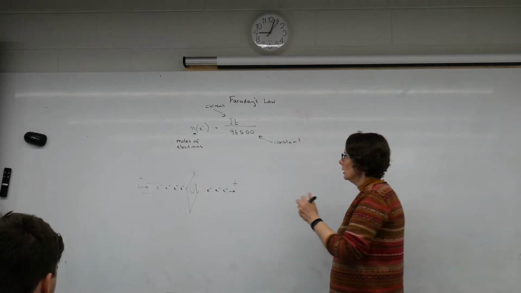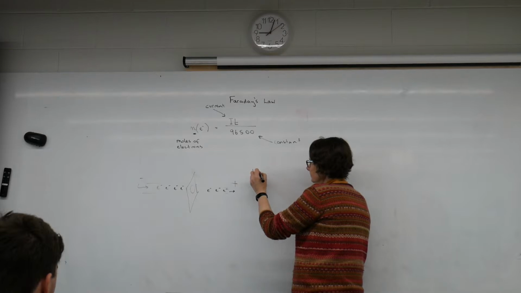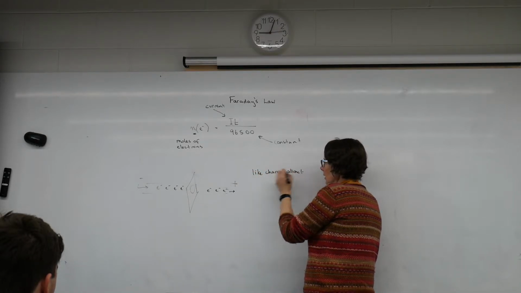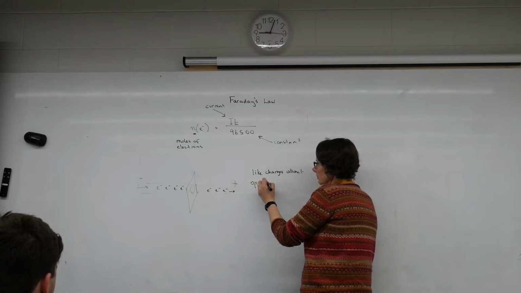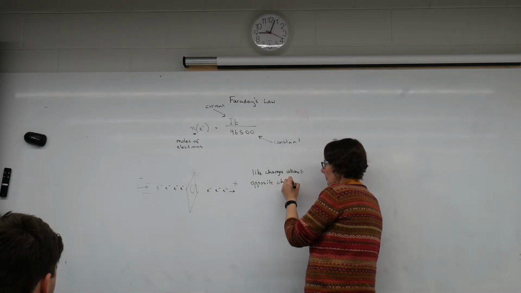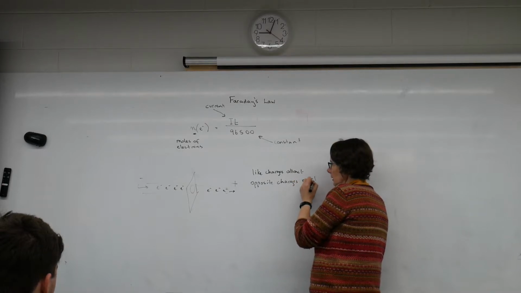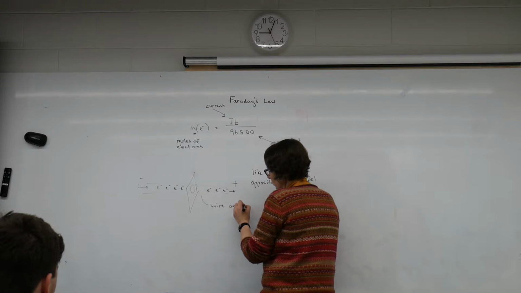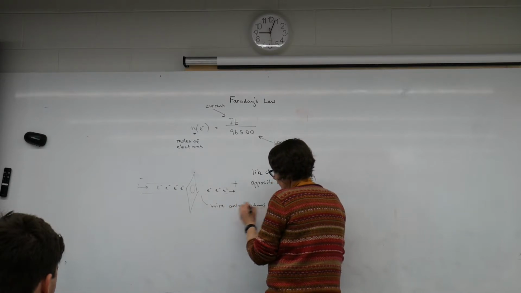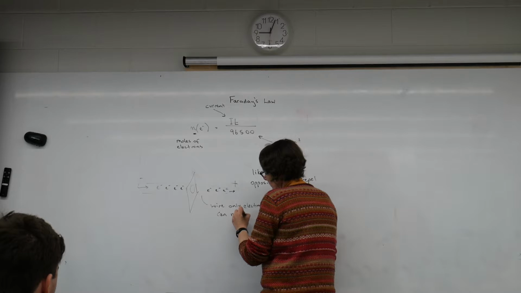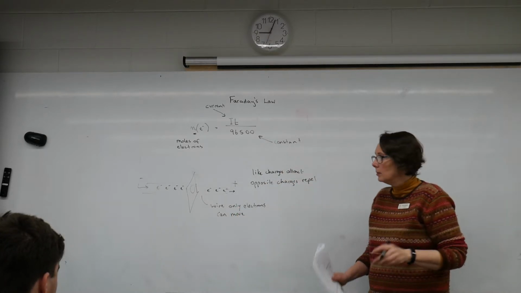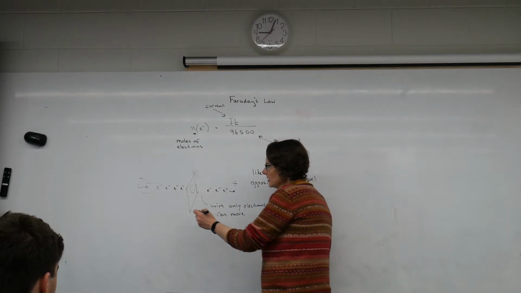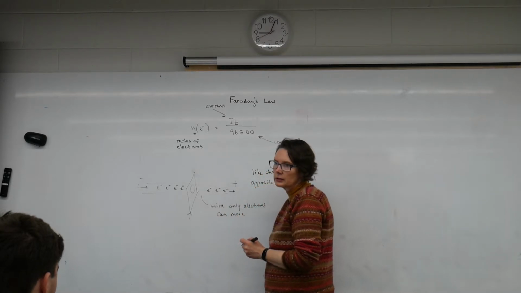Because opposite charges attract, like charges repel. In a wire, only electrons move. Alright, so here we've got our electrons, they're moving past my gate. How fast they move past the gate is the current.